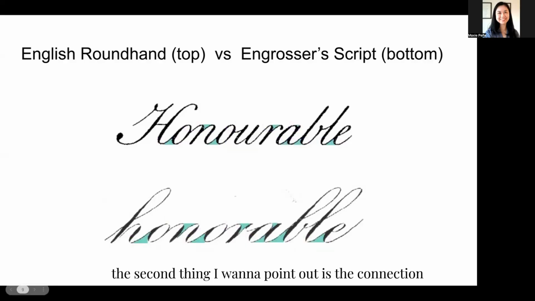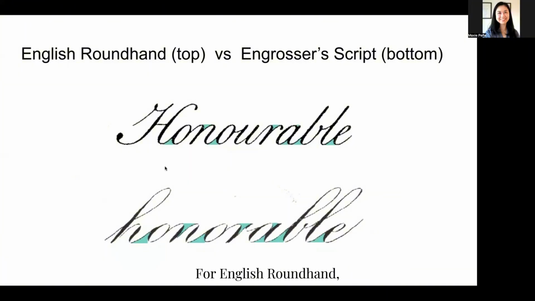The second thing I want to point out is the connection and the negative spaces between these two scripts. For English Roundhand, there tends to be a tighter connection and a smaller negative space. That's because the hairlines connect or branch very close to the shade before it, as opposed to here in Engrosser script. You see the word looks more stretched out because the hairlines are expressed more openly and they go slightly farther away versus where English Roundhand would have stopped.